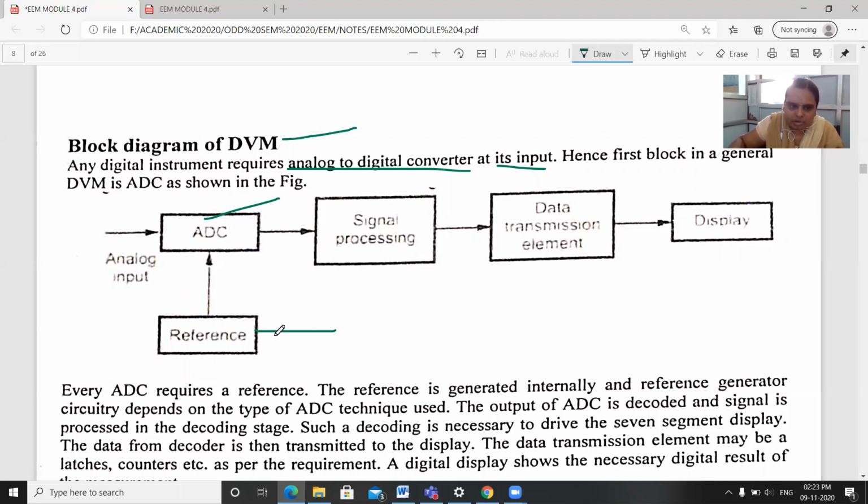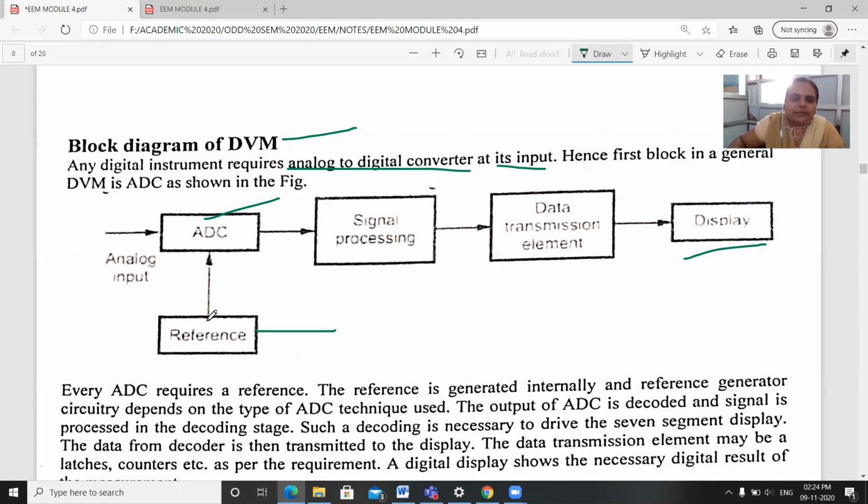At the end of the block diagram, we display the quantity we are going to measure, right? That is the display operation. Then what is the requirement of the analog to digital converter? We are told that voltage and currents are in analog form. We convert them to digital values so that our digital voltmeters or digital instruments can read those values. For that reason, we use analog to digital converters.